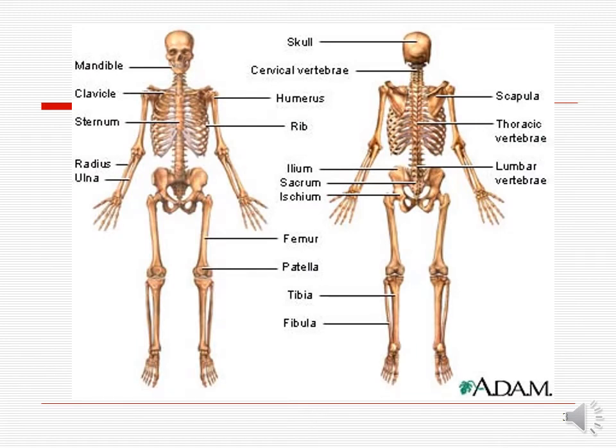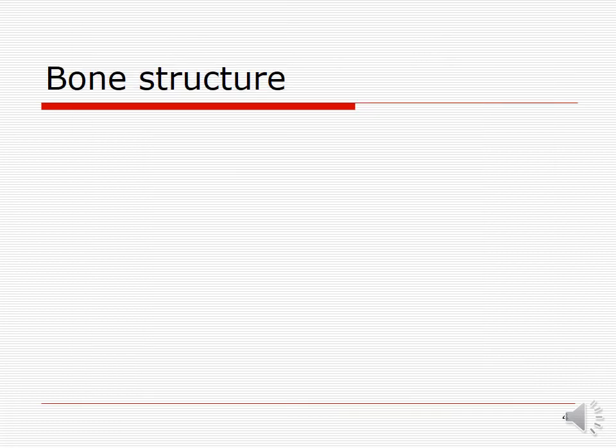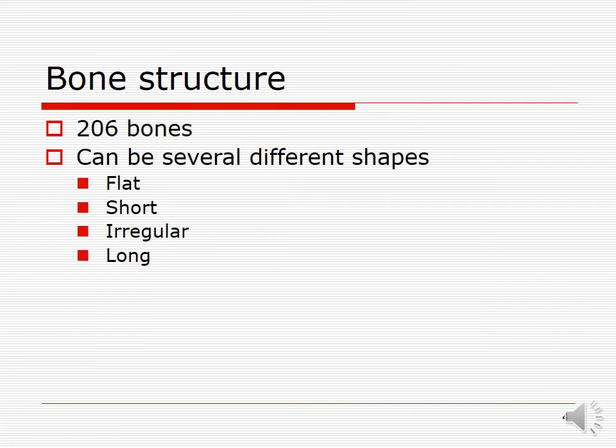So on this slide, you can see various different parts of the skeleton. You can see the skull, and you can see the various vertebrae in the front. You can see the ribs, as well as the shoulder girdle, the pelvic girdle, and then our extremities and the long bones that are included in the extremities. So our bone structure, the adult normally has 206 bones.